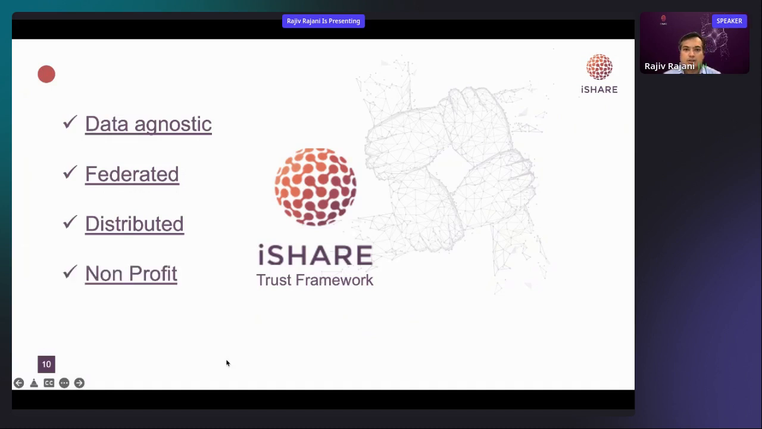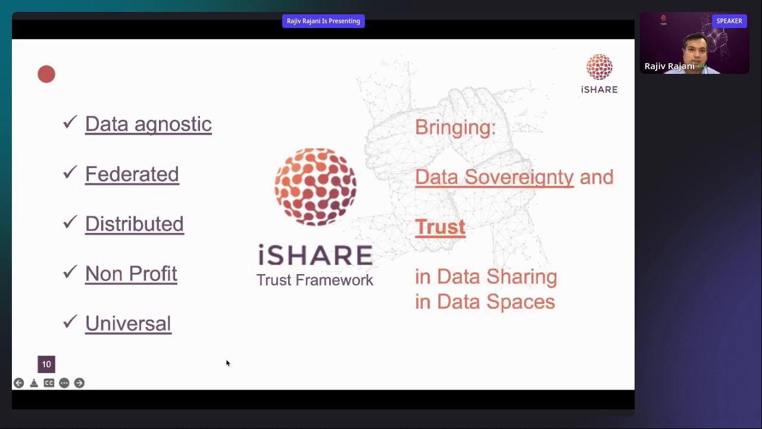iSHARE is a not-for-profit initiative. The iSHARE Foundation is set up for that and for maintaining the trust framework. It's a not-for-profit organization, so there is no profit motive. And it's universal in the sense that the framework is completely international and generic, so it can be applied internationally in any sectors, any regions that you want. The same principle will still work.